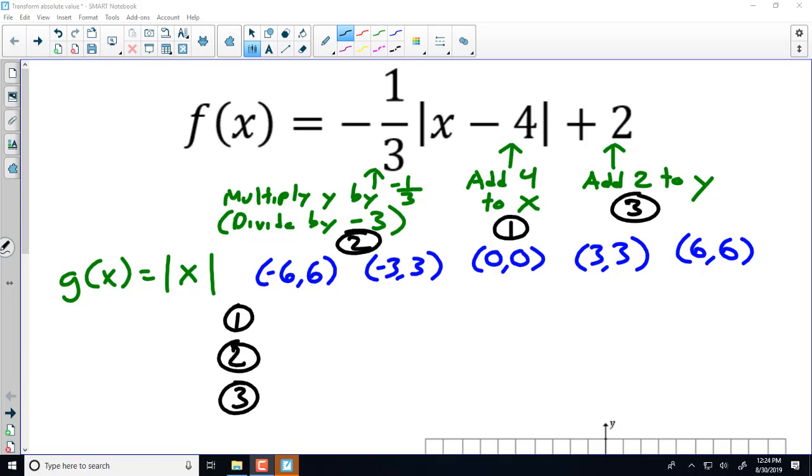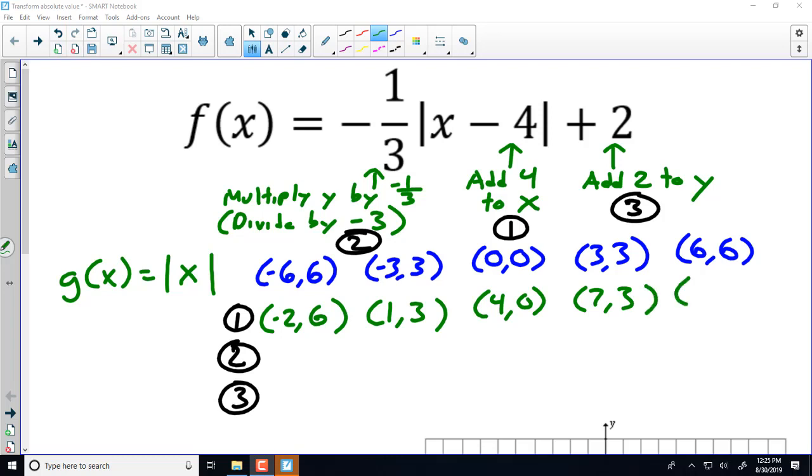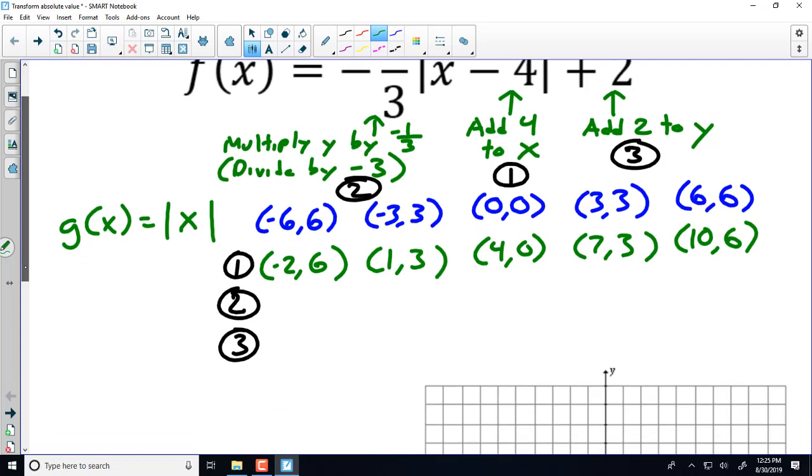Okay, first step, not so bad. We're just going to go across and add 4 to all the x's and leave the y values alone. So (-2, 6), (1, 3), (4, 0), (7, 3), (10, 6). Yep, just added 4 to all the x's, but I left the y's alone. All right, now is the big step where I'm going to multiply the y's by -1/3 or divide them by -3, however you want to think about it. But it's not so bad.